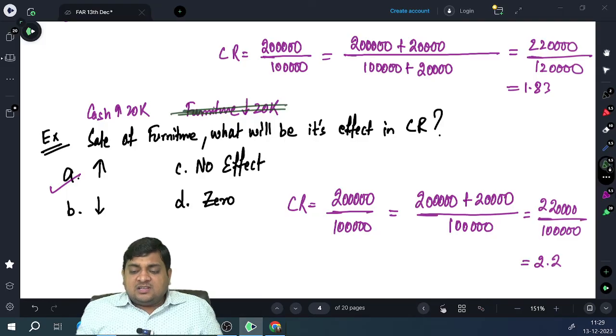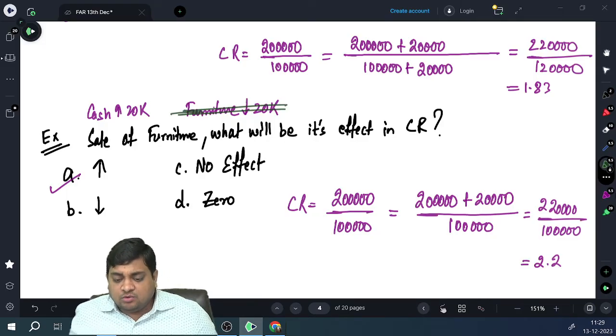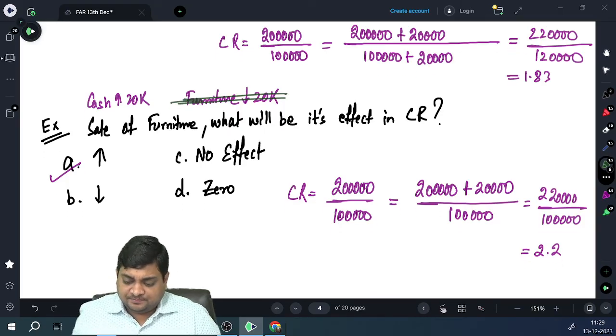Right. So this is the type of question you will get in exam. So do not worry. Right. You will be able to do it.